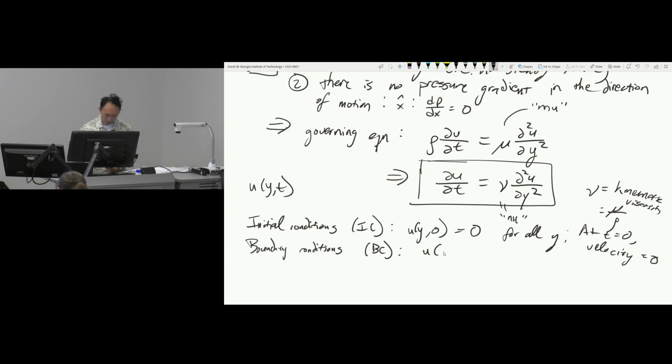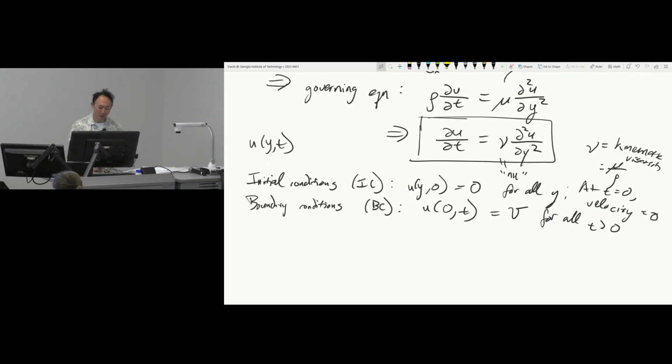The boundary conditions say that when you're at y equals 0 at the bottom plate, that velocity is set by the plate. So that's v, and this is for all t greater than 0. So after time equals 0, that plate instantaneously starts moving. It doesn't even have a ramp up. It just goes from 0 to really fast. So you can imagine this solution is true when you're looking at time scales far from whatever the acceleration time of the plate is. So this is the first boundary condition.